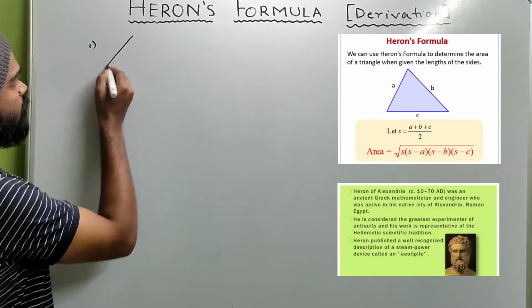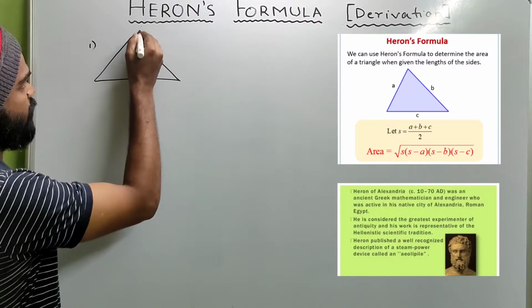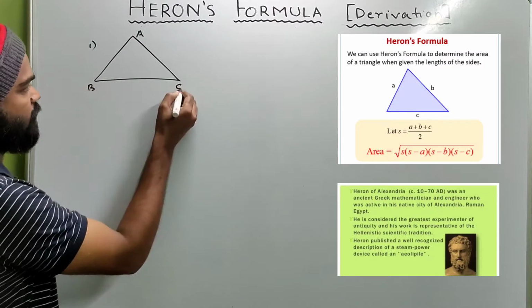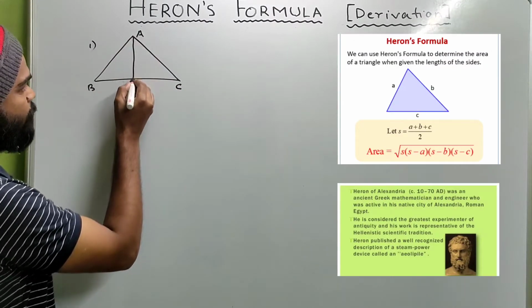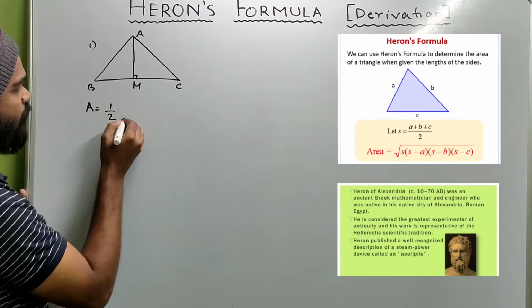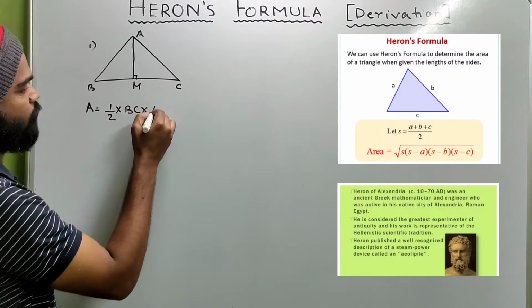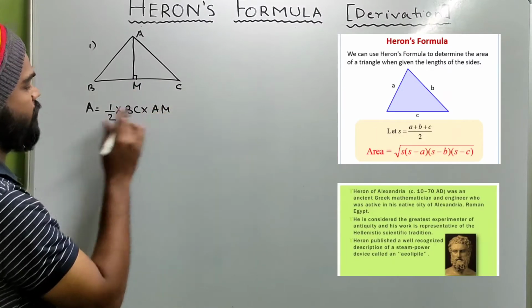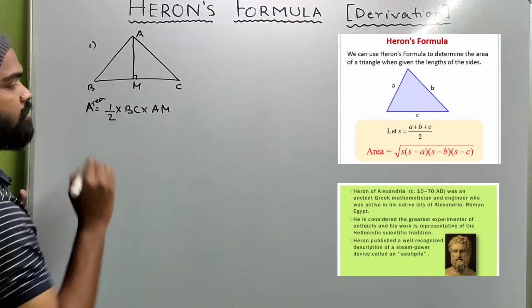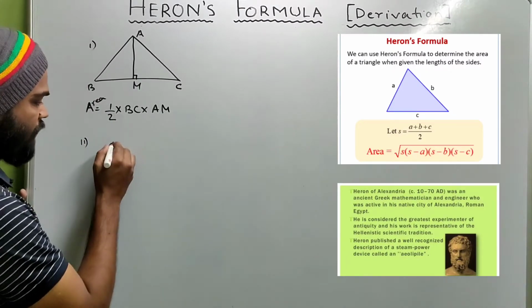First thing, in any triangle, suppose this is a triangle ABC, and on BC you drop a perpendicular AM, then area is given as half multiplied by base multiplied by the altitude or the corresponding height, which is AM in this case. Okay, this we know.